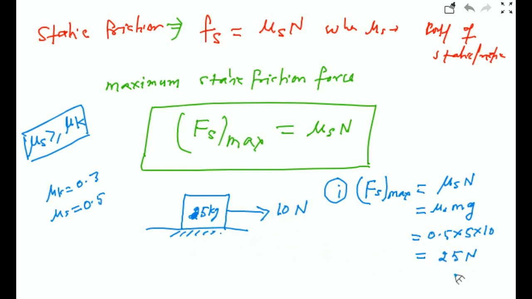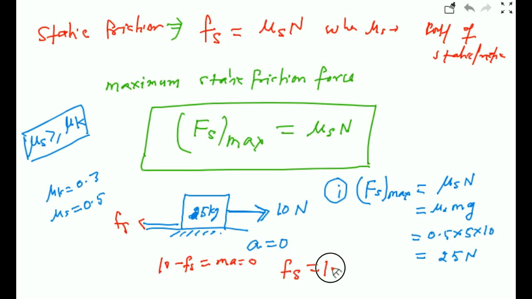Now what is the friction force? This 25 Newton is the maximum static friction force, not the static friction force. That is very, very important here. Because you are applying 10 Newton force in the right direction, the particle will not move, so the acceleration equals 0. Let's suppose the friction is F_s. I don't know its value, but acceleration is 0 because the applied force is less than the maximum static friction force. So you can write 10 minus friction force equals mass into acceleration, which is 0. So the static friction force equals 10 Newton.